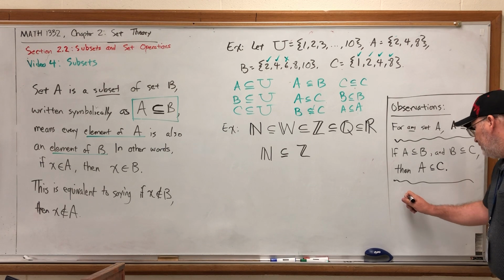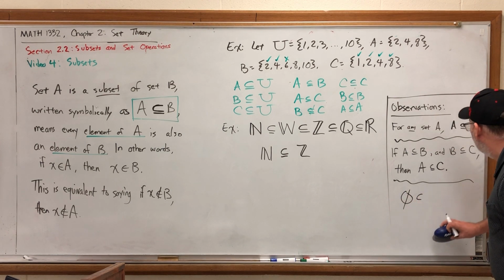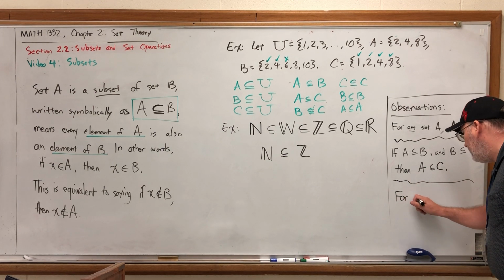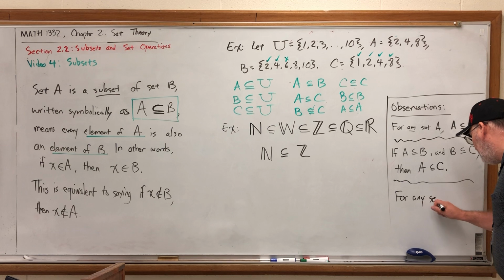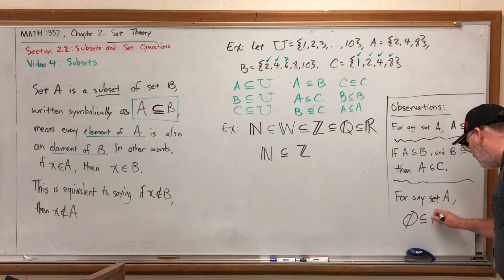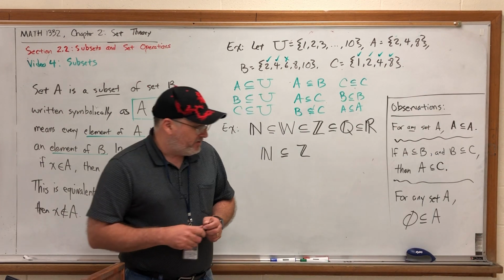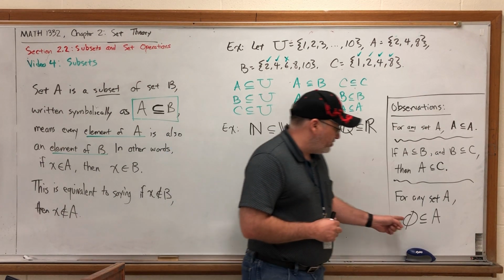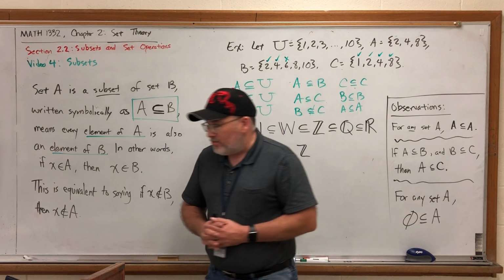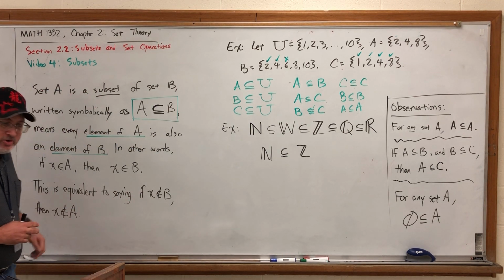Third observation, the empty set, and let me preface this. For any set A, the empty set is a subset of A. Now, how can I justify that? It's hard to explain by saying if you're in the first set, then you're in the second set, because nobody belongs to the empty set. However, the alternate definition says if you're not in the larger set, then you're not in the smaller set.